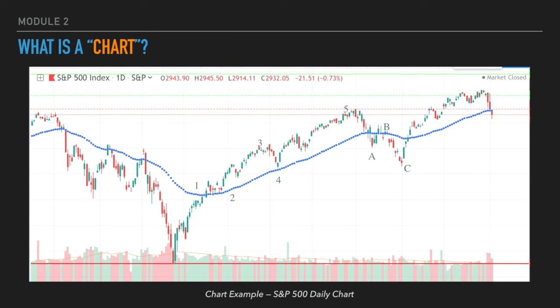Alright, once we understand what moves the price, let's move on to the price chart. So what exactly is a chart? This is a daily chart of the S&P 500. I randomly screenshotted it from my TradingView. When you look at this chart, what information does it tell you? What does a chart mean to you as a technical trader? Let me share with you what a chart means from 3 different layers and perspectives.